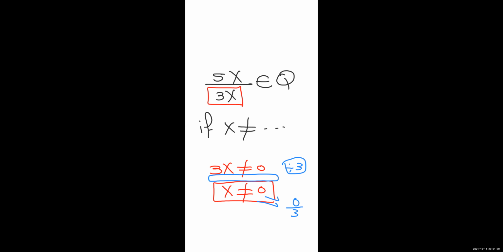Okay, 3x not equal 0. How can you get only x? Just explain it to me your way.